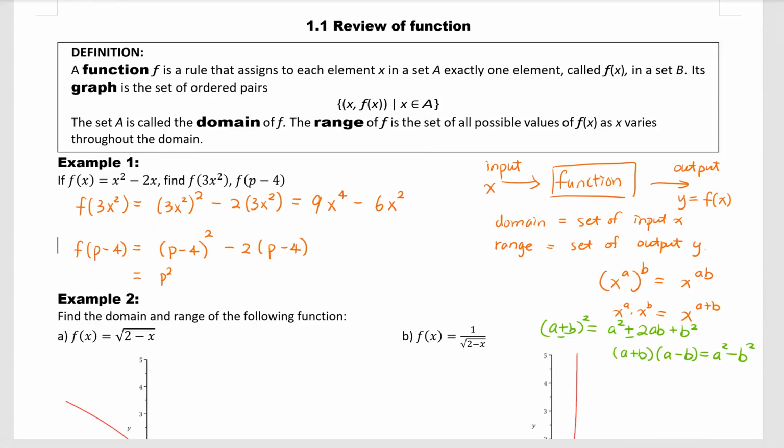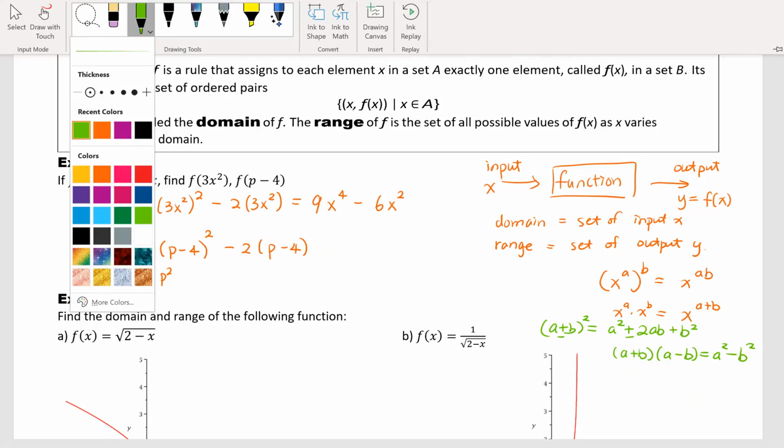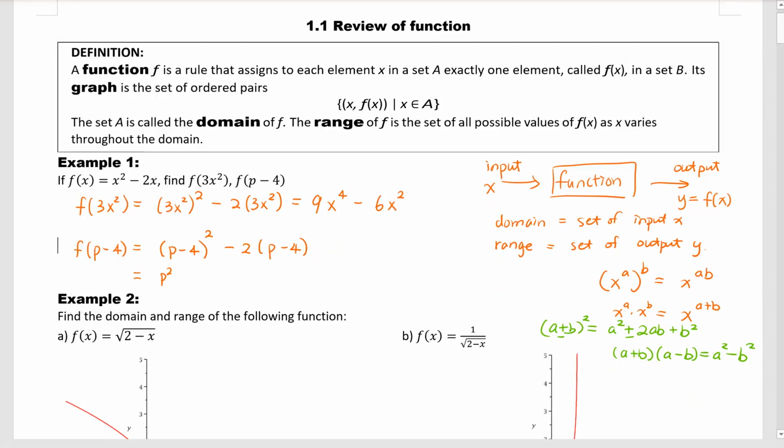Okay, let's continue. So here we have minus 2ab, so 2 times 4 is 8p, plus 4 squared, 16, minus 2p, and then plus 2 times 4, which is 8. So we combine the like terms. The highest power is p squared. And then minus 8p minus 2p is minus 10p. 16 plus 8 is 24. So far, so good, everybody?